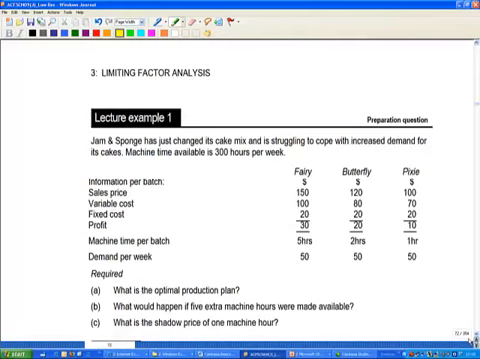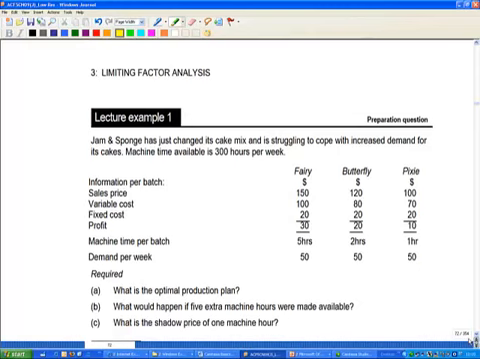Okay, so we have a limiting factor question here, single limiting factor. Likely that machine hours here are a problem for us. Now part A, the optimal production plan. This knowledge to get this far you would have seen before in your previous studies. Now remember, in order to deal with a single limiting factor, we need to get to contribution per unit of limiting factor.